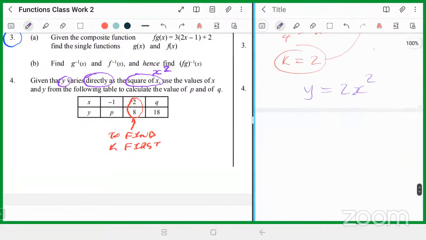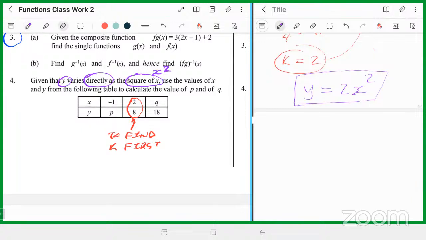Now that I have y equals 2x squared, this is a formula they're going to be using to find all the other pieces of information that they want. Which information do they want? They want to know the value of P and Q. So P is the Y value when the X value is -1.